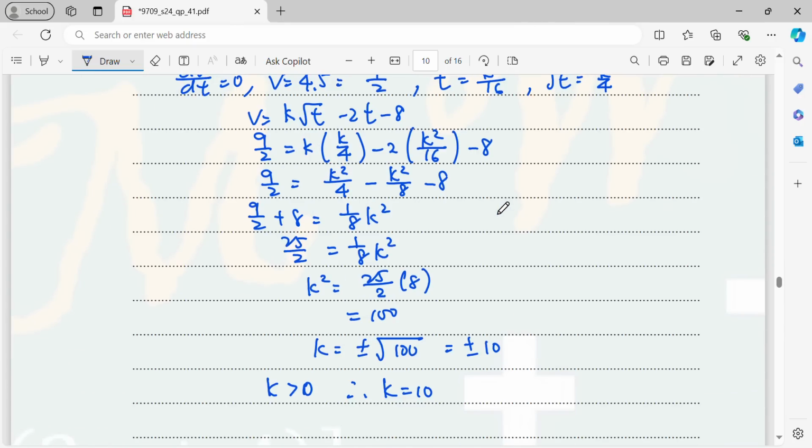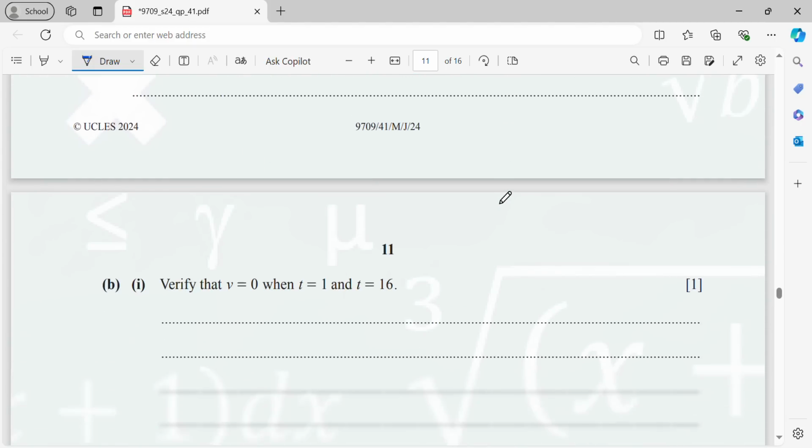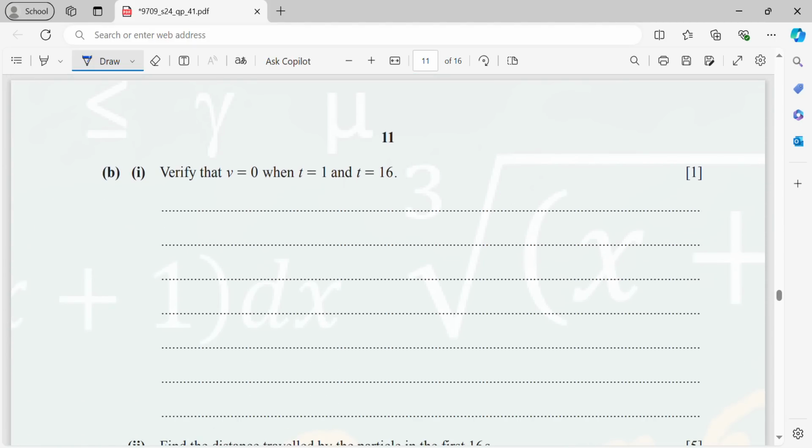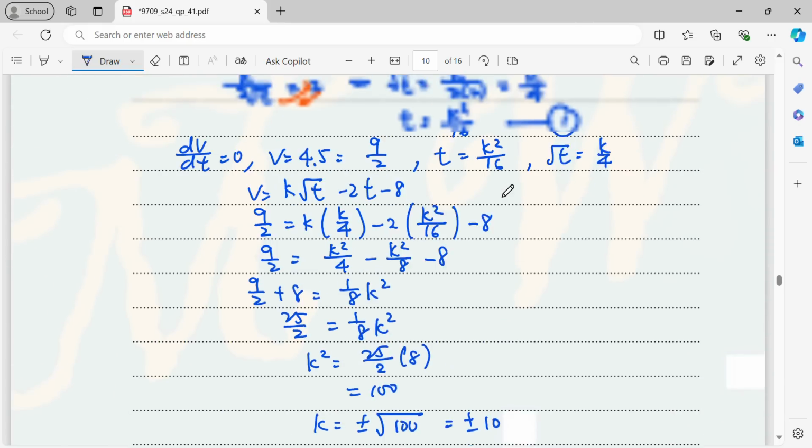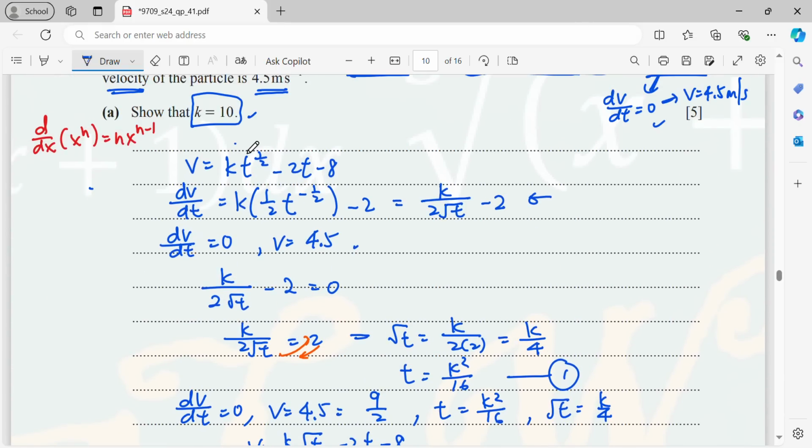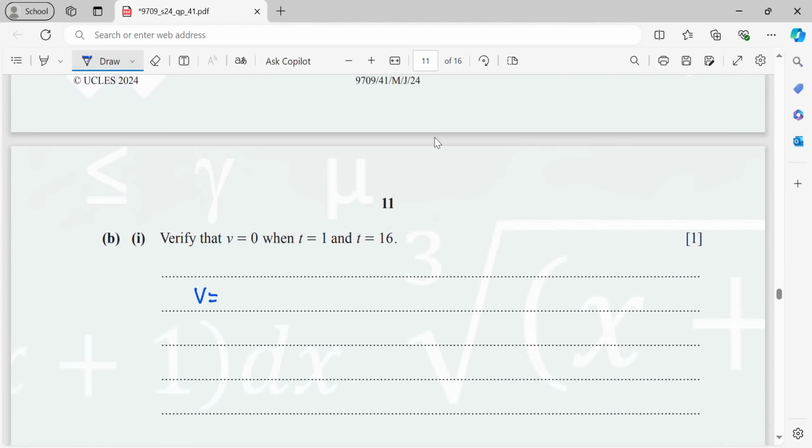Okay, sure. So it means that we have shown k equals positive 10. Okay, B part 1. Verify v equals 0 when t equals 1 and t equals 16. So now here, just use a formula. V equals, okay, go back to the question. K square root t minus 2t minus 10 minus 8. So we know that k is 10 right now. That means it becomes 10 square root t minus 2t minus 8.